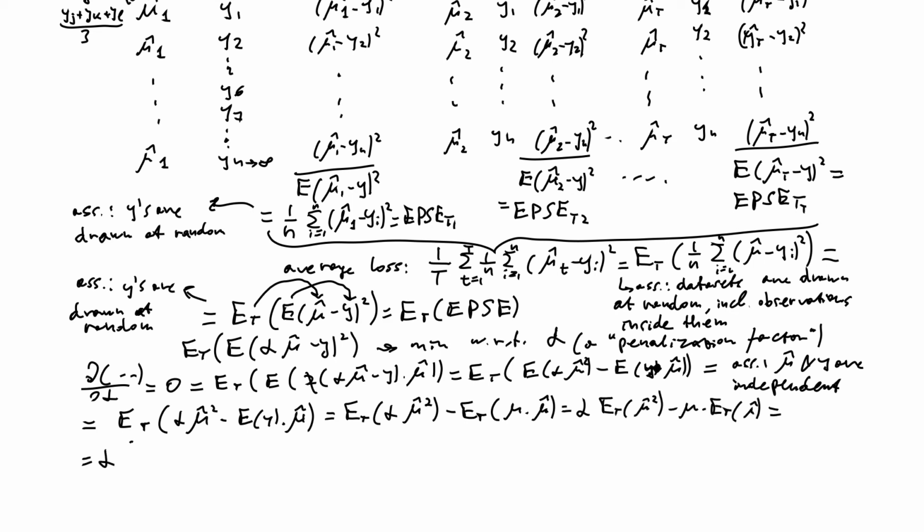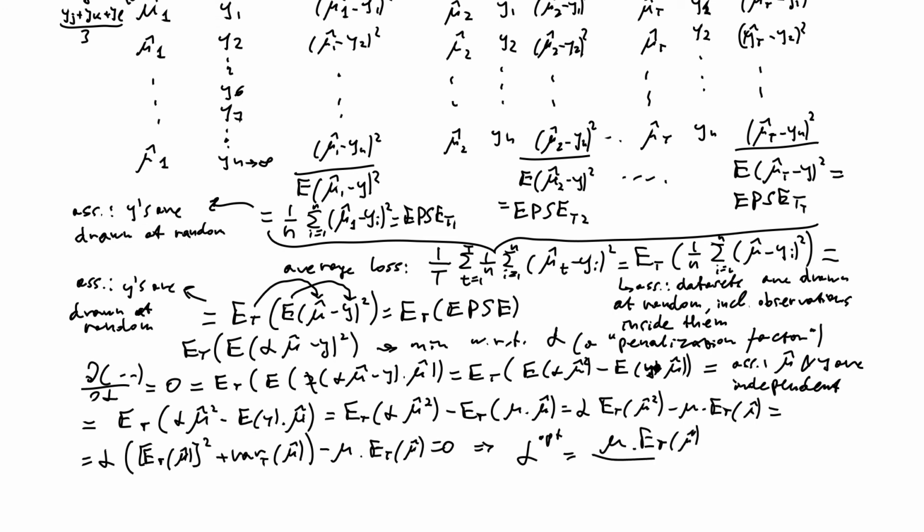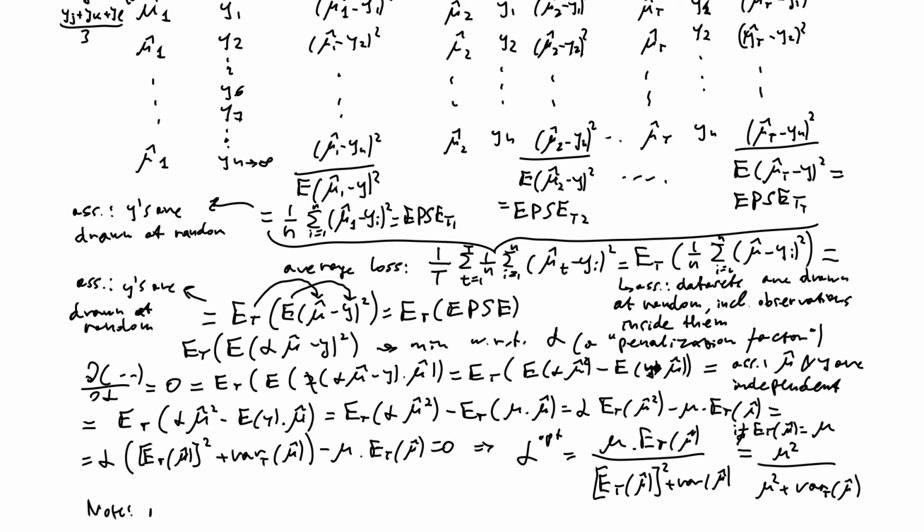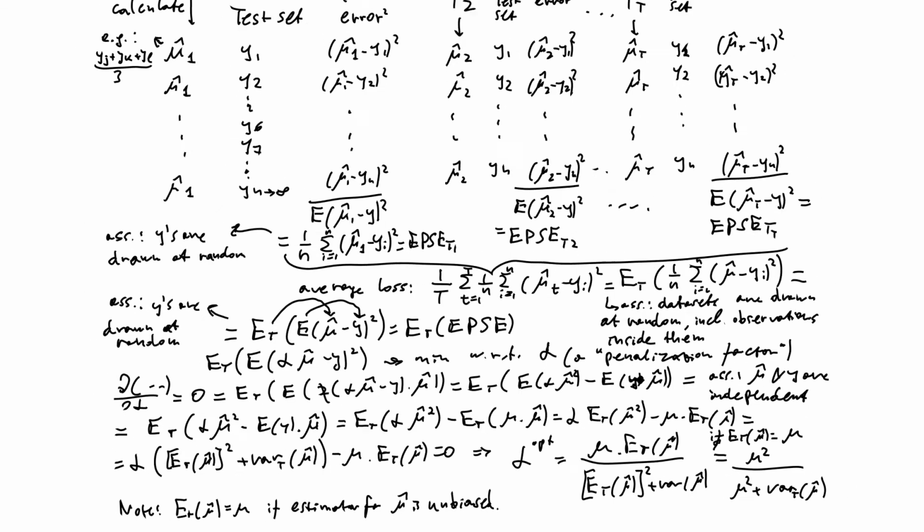If mu hat is unbiased, this reduces to mu squared divided by mu squared plus the variance of mu hat, which means that the optimal alpha is between 0 and 1 when we penalize an unbiased estimator. Unbiased means that the expected value over the training sets of mu hat is equal to mu, which occurs, for example, when mu hat is the average in the training set. This is a very powerful derivation which says that in theory we should always penalize an unbiased estimator with alpha, but this alpha is theoretical, we cannot compute it in practice.